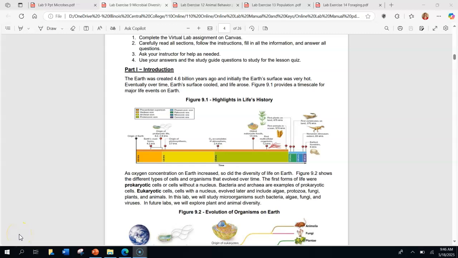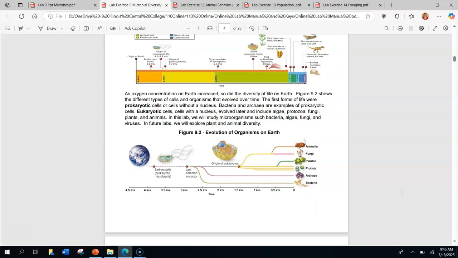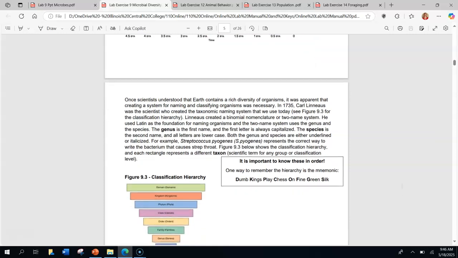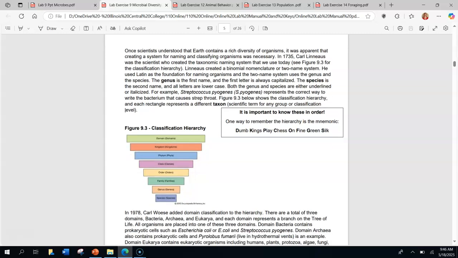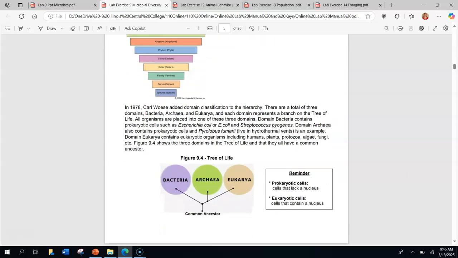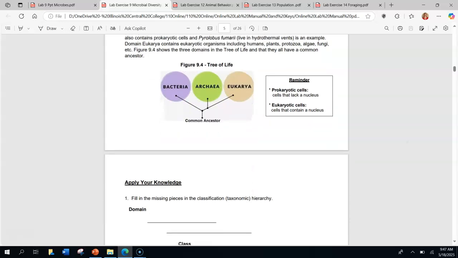The lab begins with a continuation of studying the geological timescale and life's history on Earth. We will be exploring how life on Earth began, starting with the bacteria and the archaea. We will also do a refresher on the classification hierarchy. You should be able to list this in order for tests and quizzes. We will look at the tree of life with the 3 domains, bacteria, archaea, and eukarya.